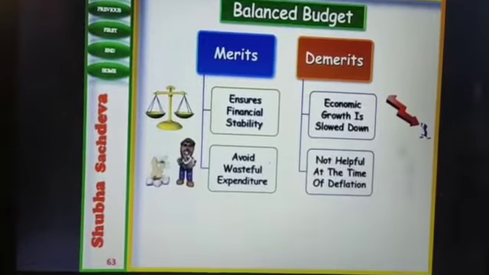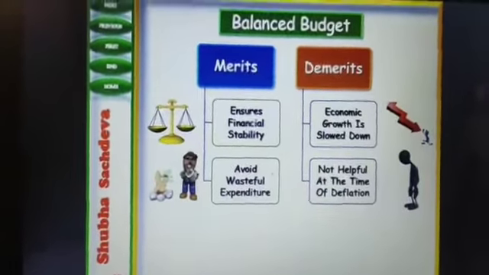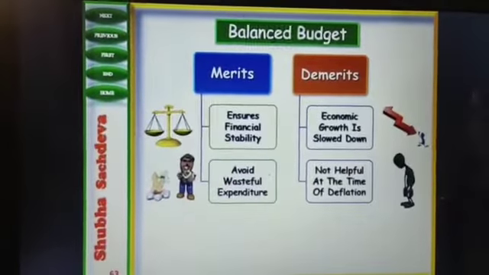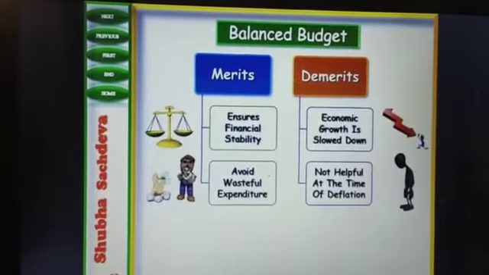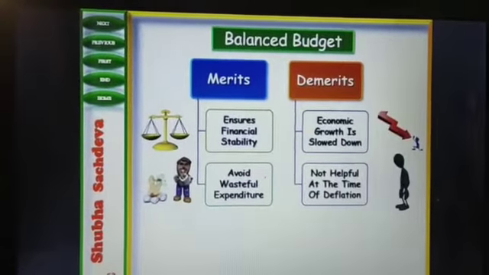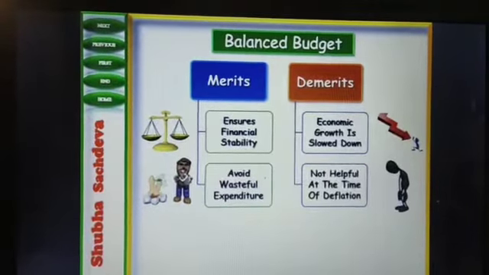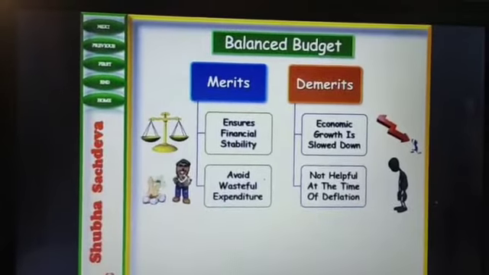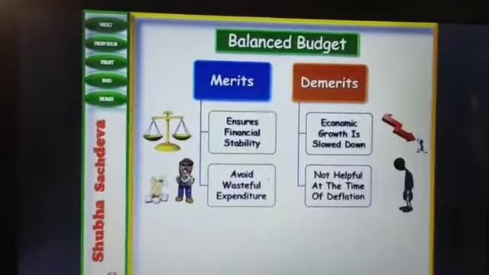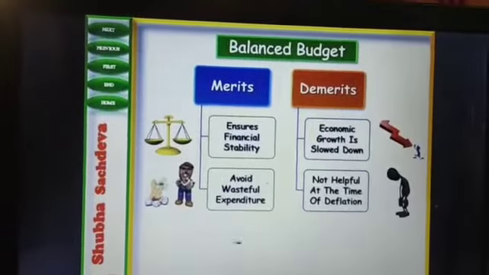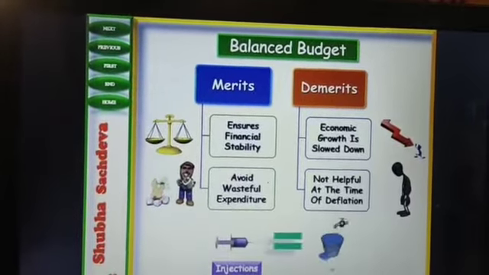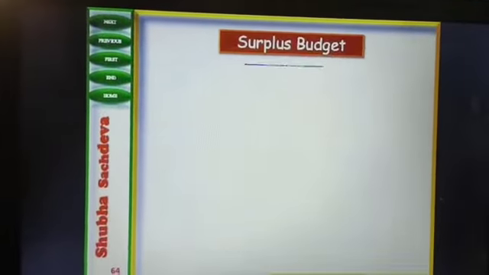Apart from this, it is not helpful at the time of deflation. When there is deflation, that means money supply is less in the economy. Government has to do something to increase the expenditure and reduce their receipts so that the money supply remains in the economy, to increase the demand of the people. So at the time of deflation, a balanced budget is not at all advisable. Here injections are equal to leakages.